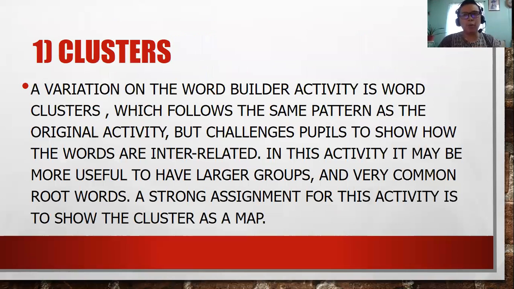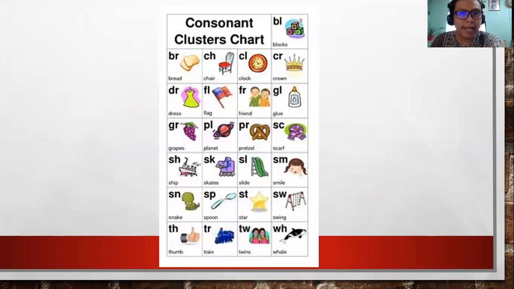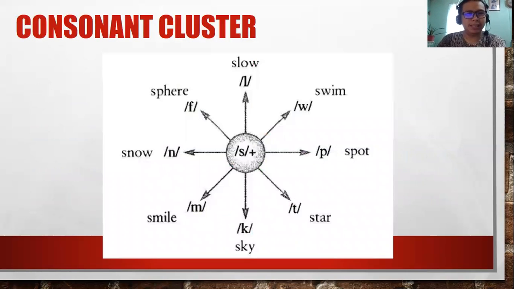One strategy under word builder is clusters. It is a variation of the word builder activity, which follows the same pattern as the original activity, but challenges pupils to show how the words are interrelated. In this particular activity, it may be more useful to have larger groups and very common root words. A strong assignment for this activity is to show the cluster as a map. So this is an example of a consonant clusters chart, which the teacher can use in a beginning reading session.